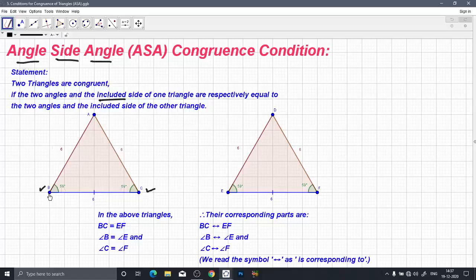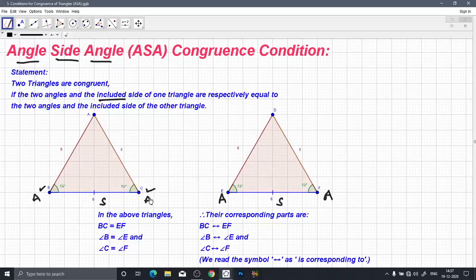Here they are taking the angles B and C. The side should be in between these two angles only. You should not take any of these other two sides. Okay, this is angle, side, angle. So if these angles and sides, corresponding to this angle, this side and this angle, are equal, then those two triangles are congruent to each other.